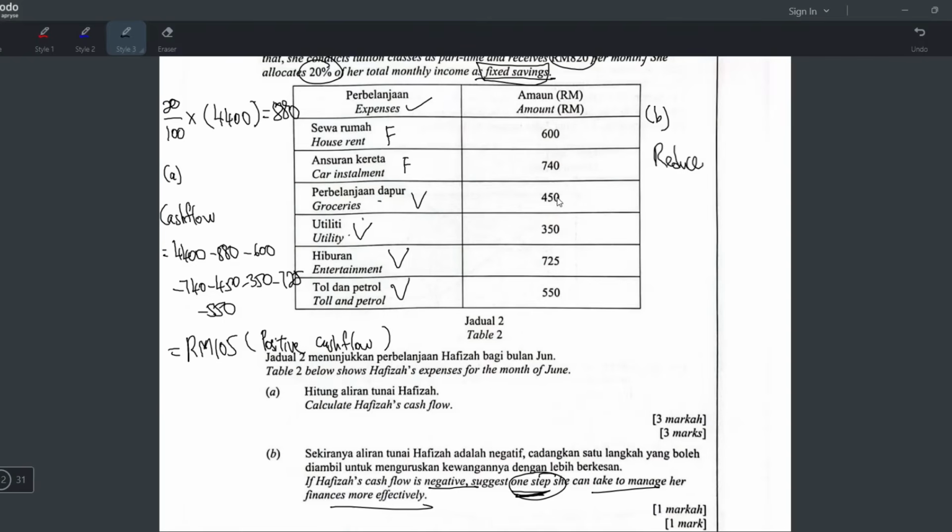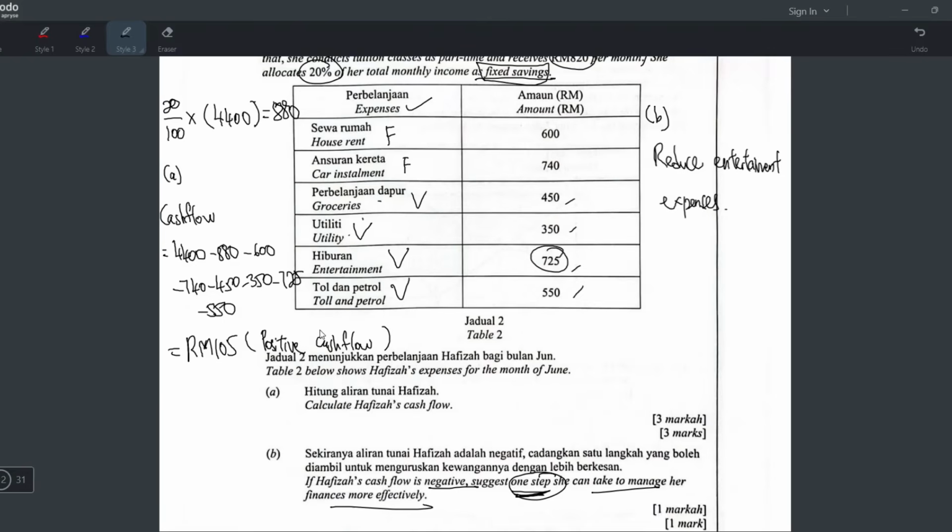So you can see which amount is the highest. 725, the entertainment, right? So you can write reduce entertainment expenses. Because that way your cash flow can improve if you reduce your entertainment expenses. Okay. Of course, you can also write reduce toll and petrol expenses.